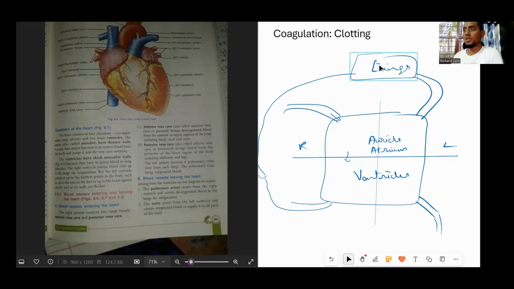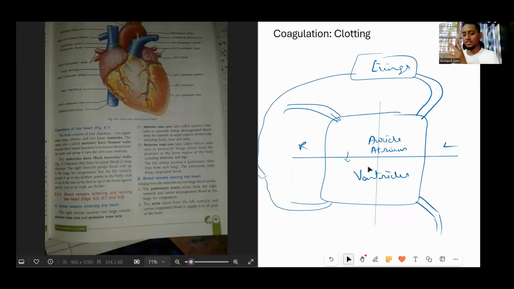Okay, tell me everyone, from lungs the blood comes into left auricle, then it goes into left ventricle, then the blood goes to all parts of the body, and then the blood comes back to the heart where? Right auricle, then from right auricle, right ventricle, then from right ventricle to the lungs. Okay, so this is the whole circulation of the blood.